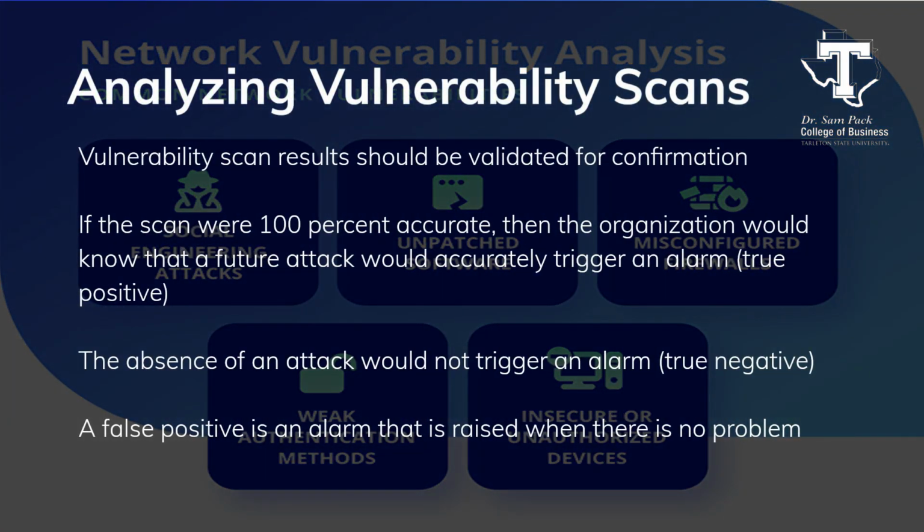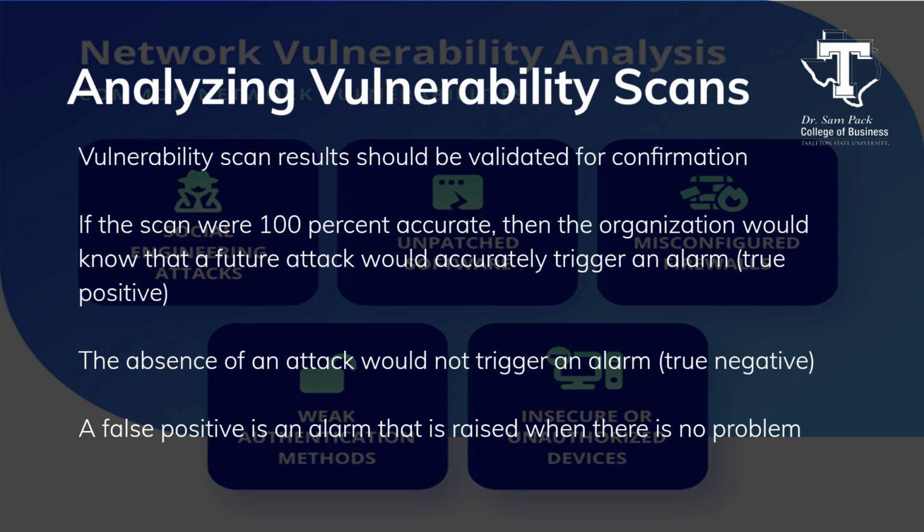Now that you have a good handle on how different types of scans work, let's talk about what happens next: analyzing the results. When you're dealing with vulnerability scan results, it's essential to validate them to make sure they're accurate. If a scan were completely perfect, you'd be able to trust that any alerts are spot on, meaning a true positive would accurately signal a real issue, and a true negative would mean no alarm for no problem. However, we often encounter false positives and false negatives.